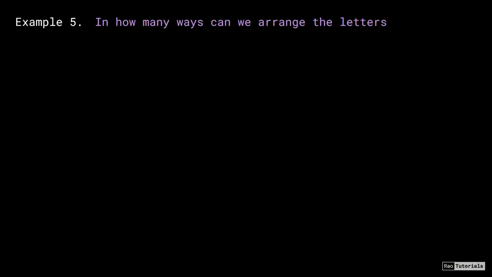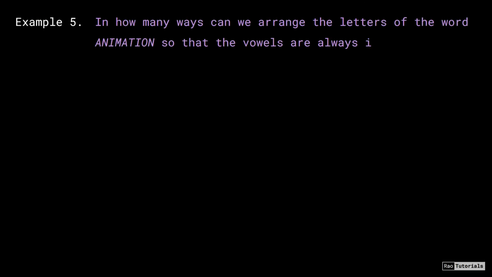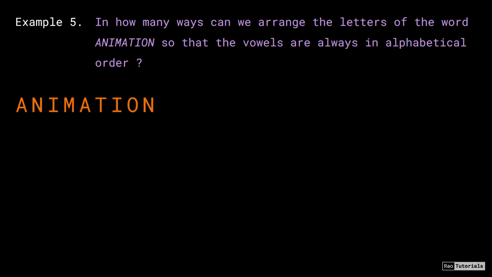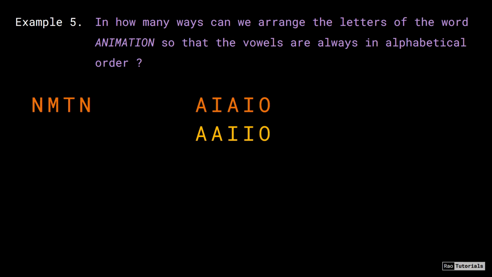For example, in how many ways can we arrange the letters of the word animation so that the vowels are in alphabetical order? So we have the word animation, which has vowels A, I, O, and consonants N, M, T, N. Alphabetical order of the vowels is A, I, O, so they must appear in this order. For example, in this arrangement, we have all vowels ordered alphabetically.